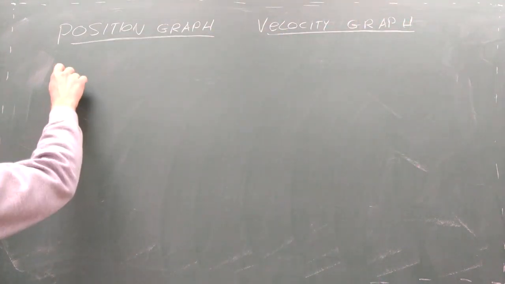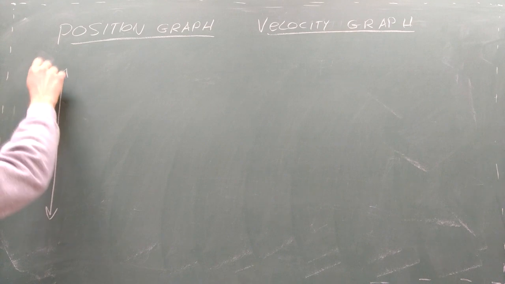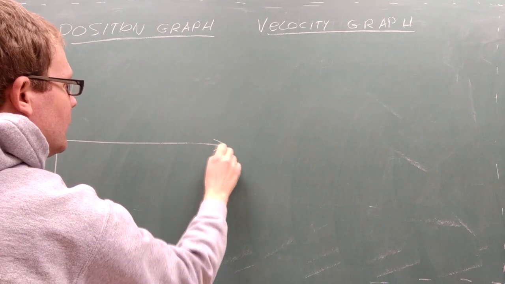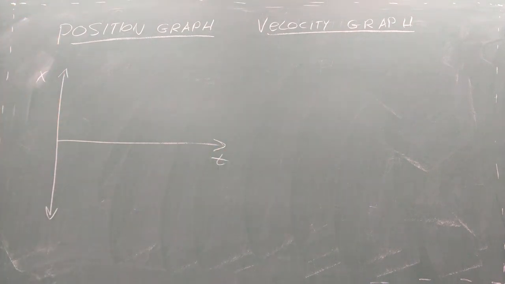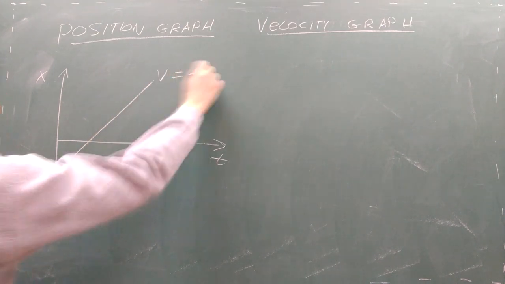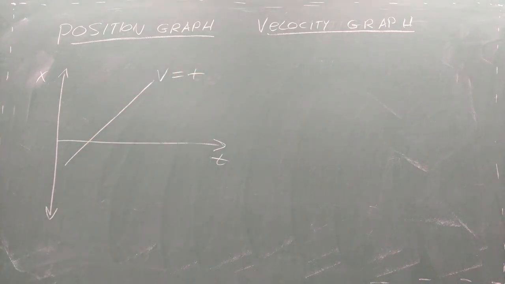In a position graph, we place the position of the object on the vertical axis and the time on the horizontal axis. When an object has a positive velocity, its motion will move up and to the right. When an object has negative velocity, its position will move down and to the right.